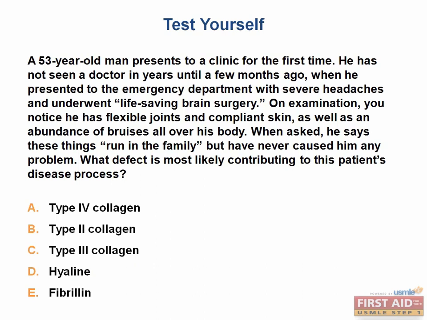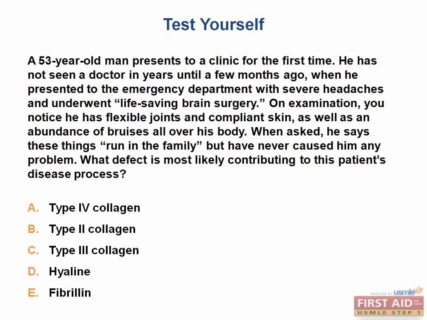Okay, let's do one more question before moving on. So, a 53-year-old man presents to a clinic for the first time. He has not seen a doctor in years until a few months ago, when he presented to the emergency department with severe headaches and underwent life-saving brain surgery. On examination, you notice he has flexible joints and compliant skin, as well as an abundance of bruises all over his body. When asked, he says these things run in the family, but have never caused him any problem. What defect is most likely contributing to this patient's disease process?